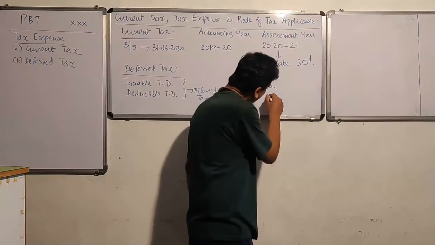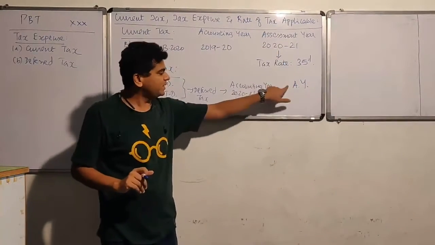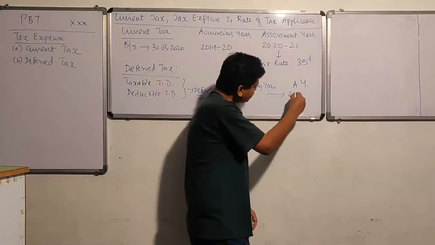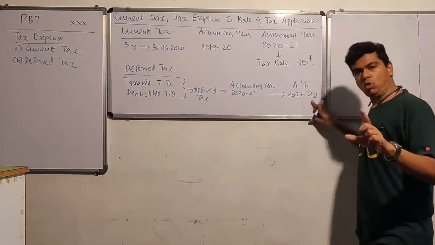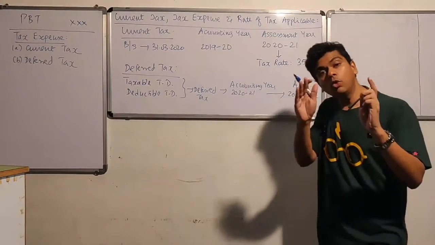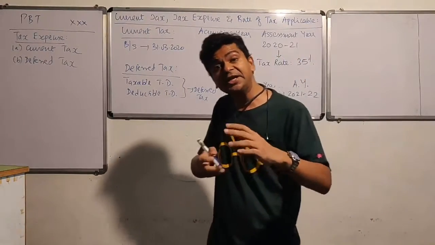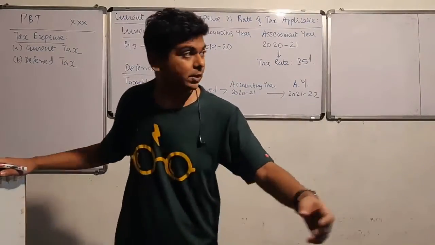Now for this accounting year 2020-21, what will be the applicable assessment year? The applicable assessment year will be 2021-22. So when you are calculating the deferred taxes, you are supposed to consider the tax laws of the applicable assessment year.